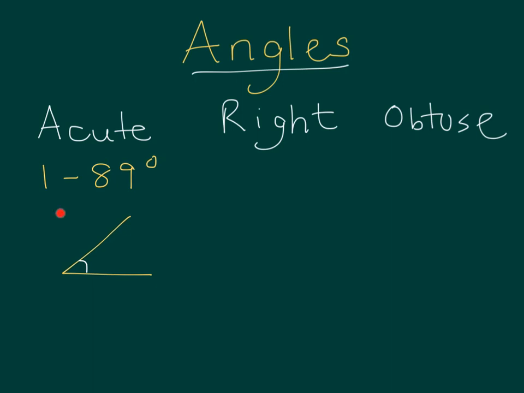Well, let's talk about a 90-degree angle, which is essentially an L. It is smaller than this. We've closed it down smaller, and it's less than 90 degrees. This would probably be about 45 or 50 degrees.